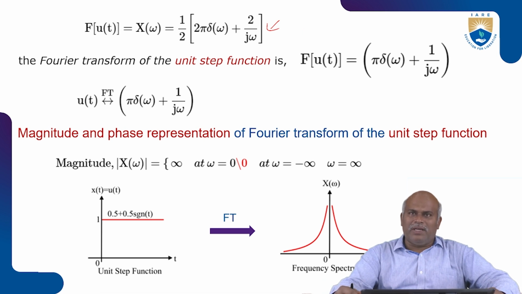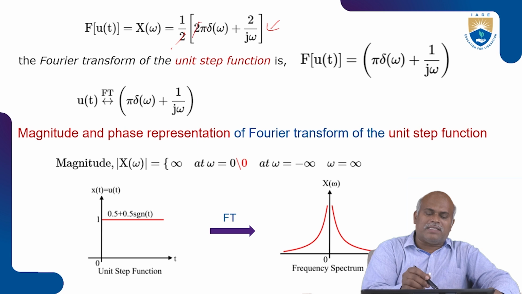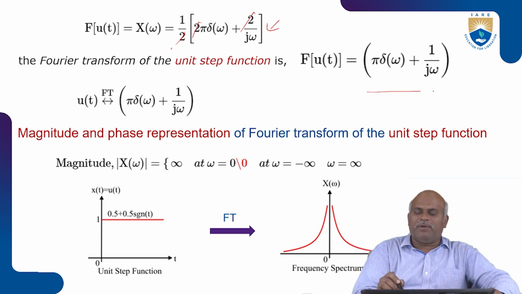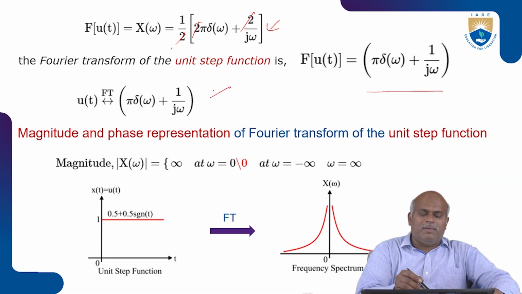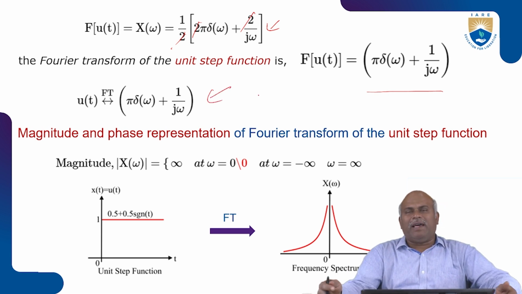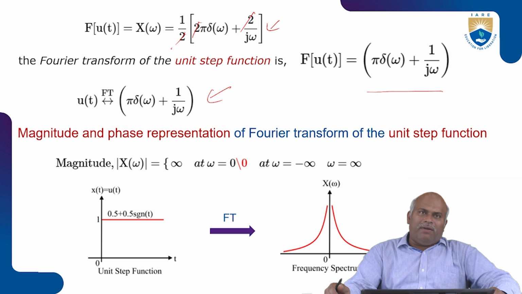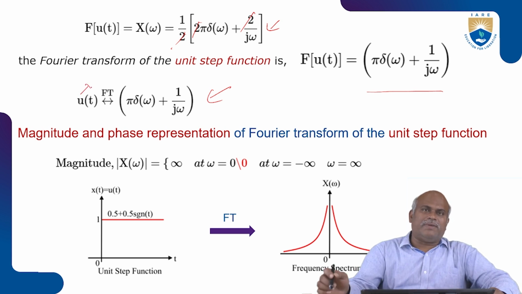For the Fourier transform of the unit step function, F of u of t is equal to pi delta of omega plus 1 by j omega. This 2 gets cancelled on both sides. So the remaining portion, we write it. Now the Fourier transform of u of t is represented as pi delta of omega plus 1 by j omega. So it will not be possible to identify where the signal dominates. Then we take the magnitude as well as the phase response of the Fourier transform of u of t.